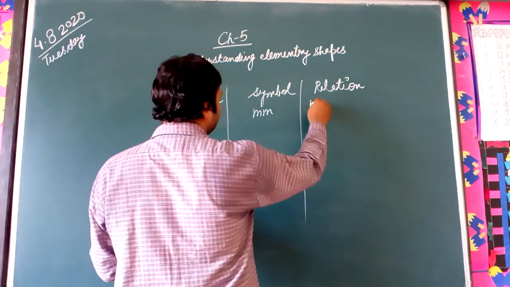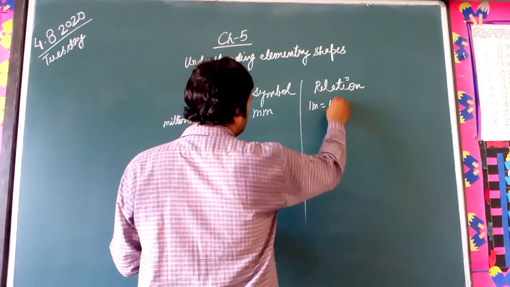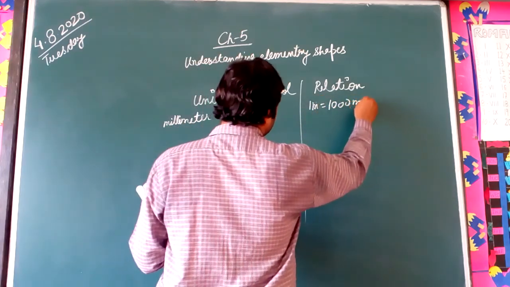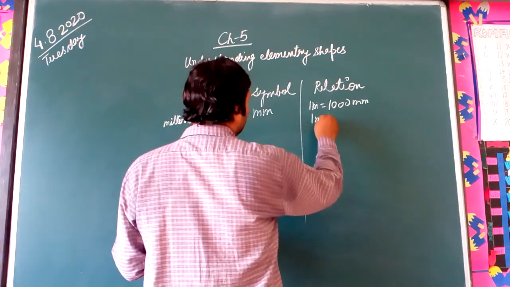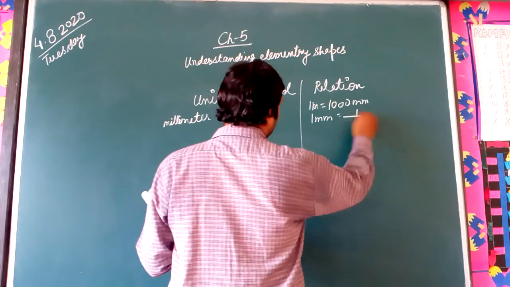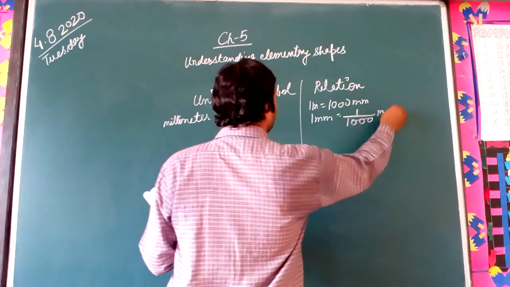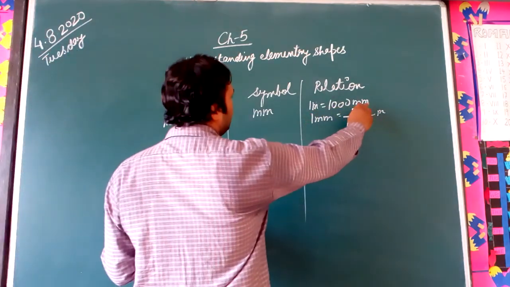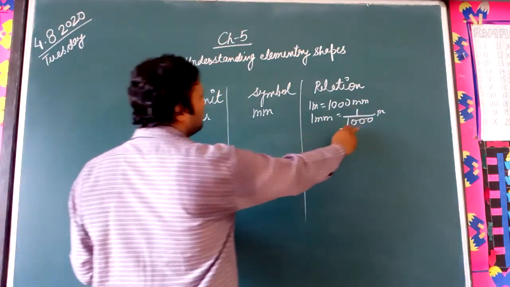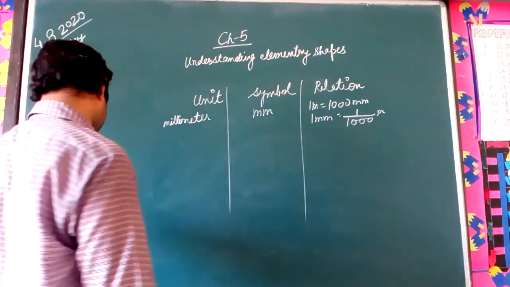1 meter equals 1000 millimeter, or we can say 1 millimeter equals 1 upon 1000 meter.